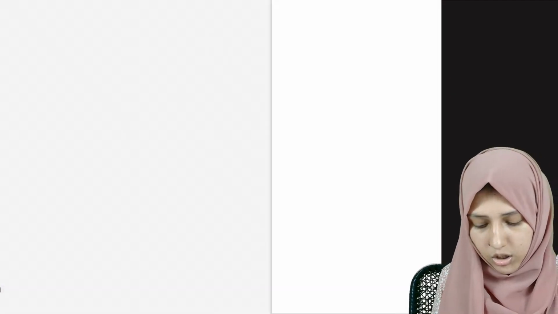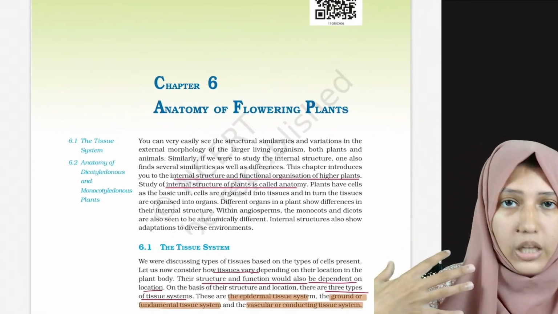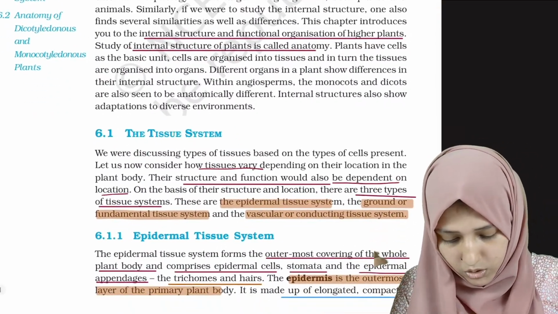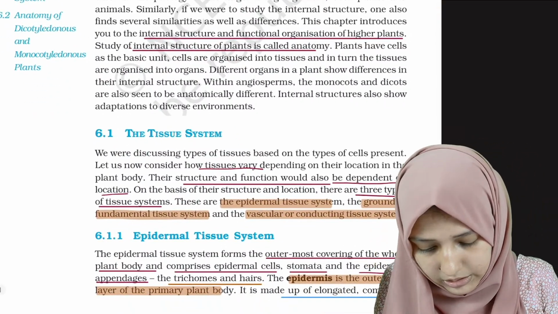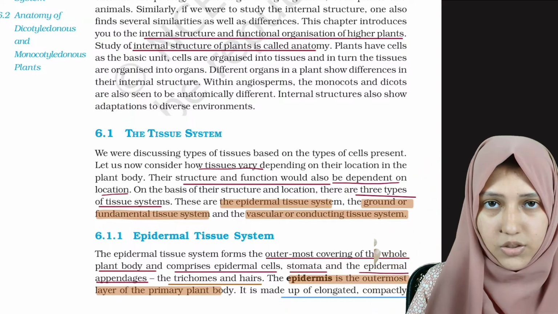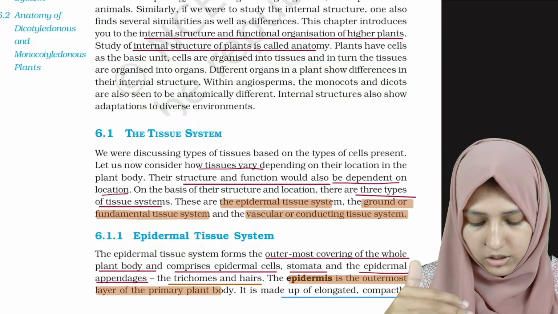Clear? So this was all about the basics of anatomy of flowering plants. Now we are going into the detail of the chapter as per the new NCERT. So what is basically anatomy? It is the internal structure and functional organization. We are studying the internal structure. So the study of the internal structure of a plant is called anatomy.